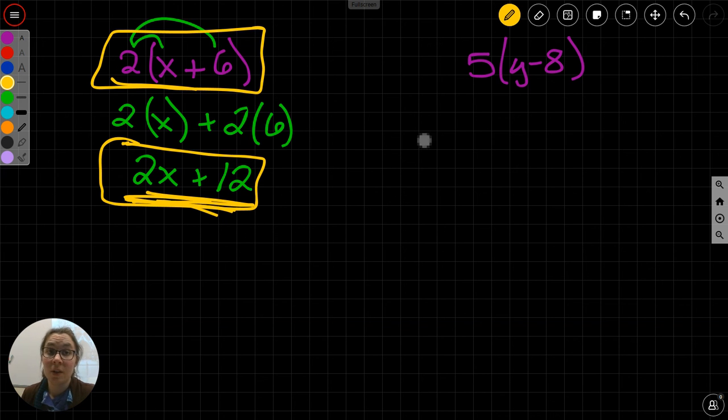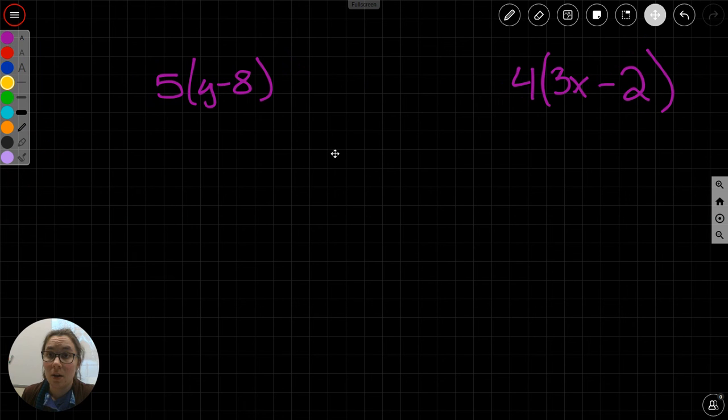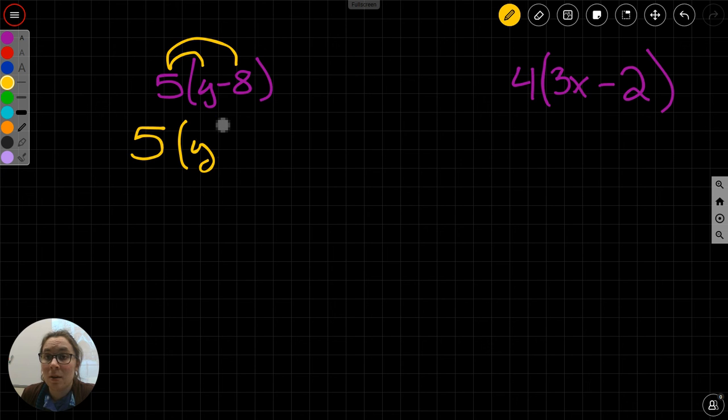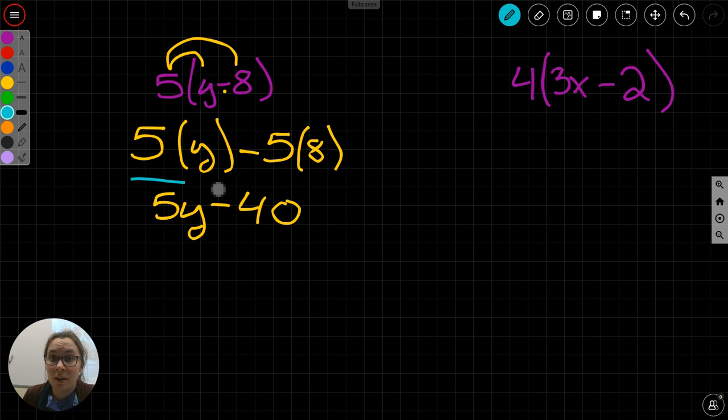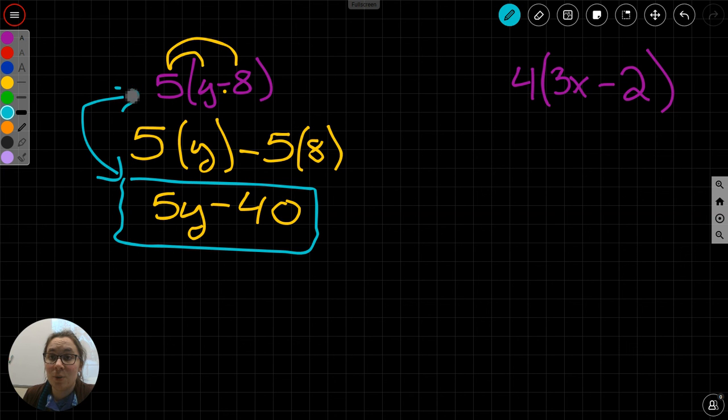2x plus 12. Let's do another. Just like we did previously, we're going to distribute the 5 to the y and to the 8. So we're going to rewrite it 5 times y minus, because we have a minus sign here, minus 5 times 8. 5 times y is 5y, minus 5 times 8 is 40. And my answer is 5y minus 40. That is my final answer. This expression and this expression are equivalent. They are the same.